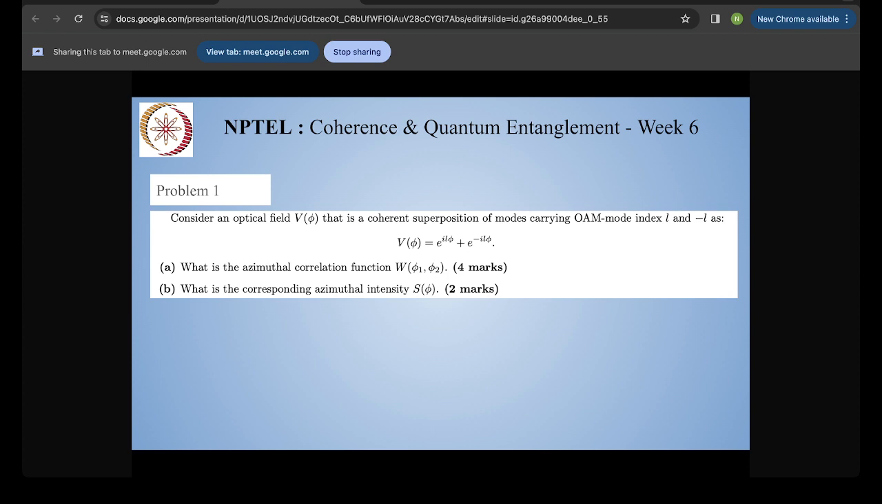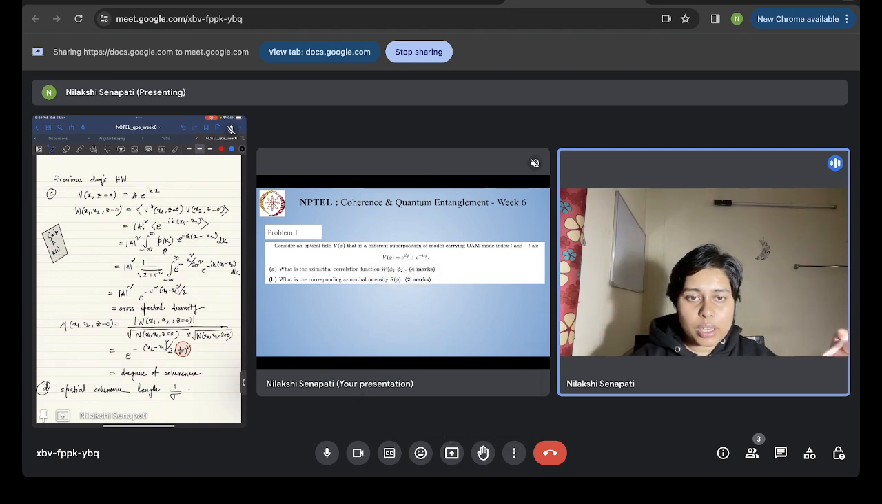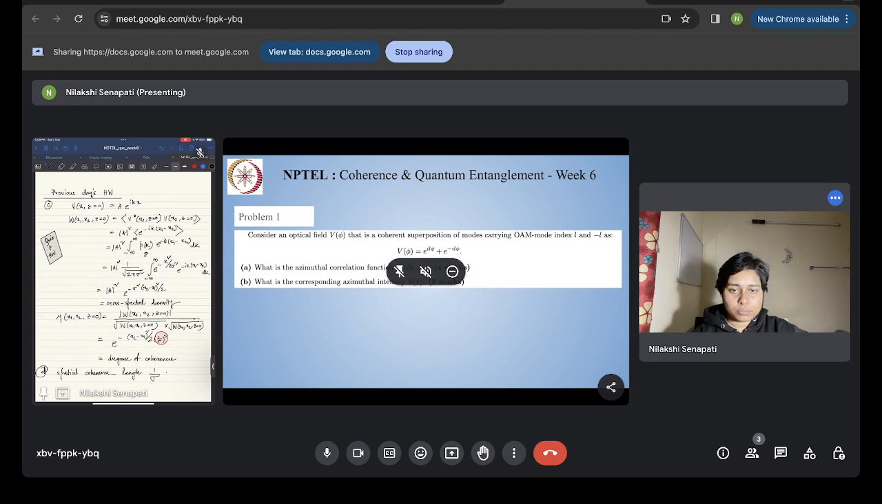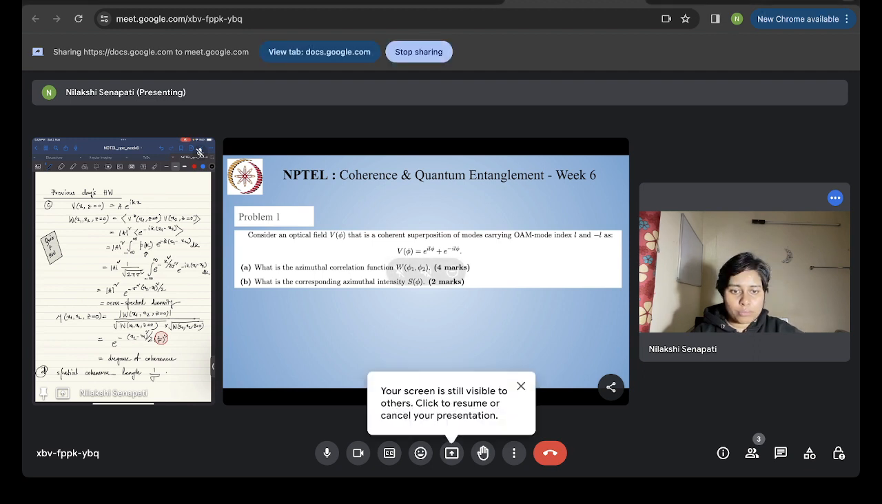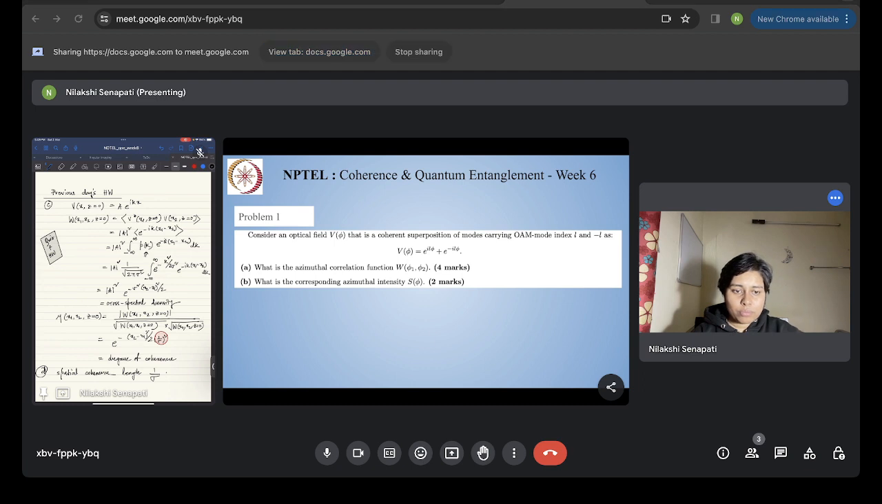Now we will solve the next problem, which is shown here in this slide. I'll again wait for 2 minutes so that other people can join. There are not many people in today's class, so let us wait for 2 more minutes, and then I will start solving this problem.